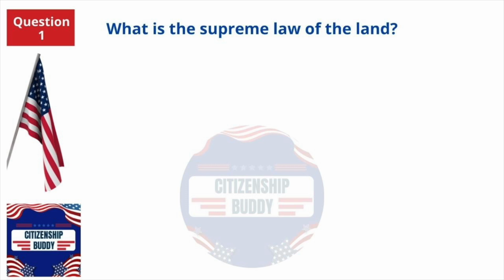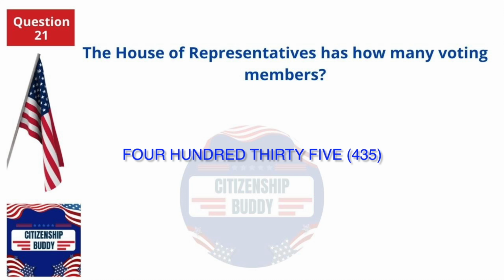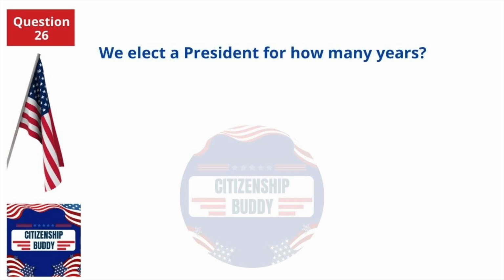What is the supreme law of the land? The Constitution. The House of Representatives has how many voting members? 435. Name one problem that led to the Civil War. Slavery. We elect a president for how many years? 4.